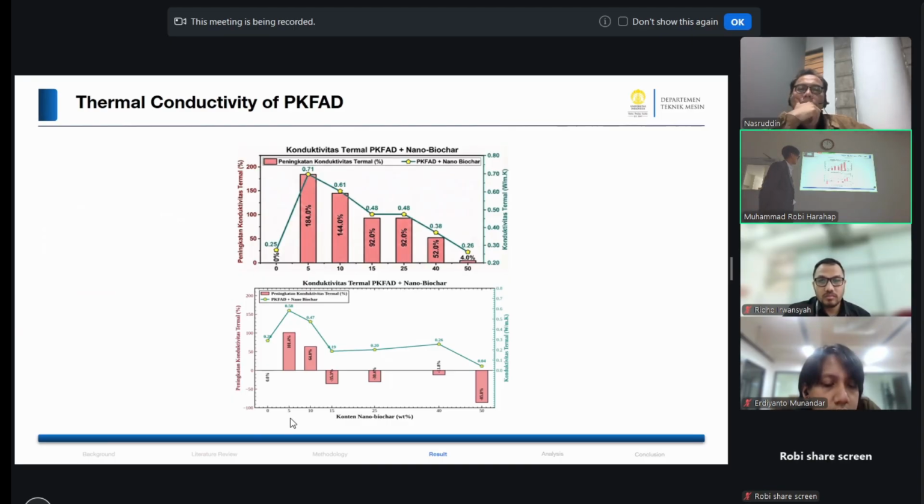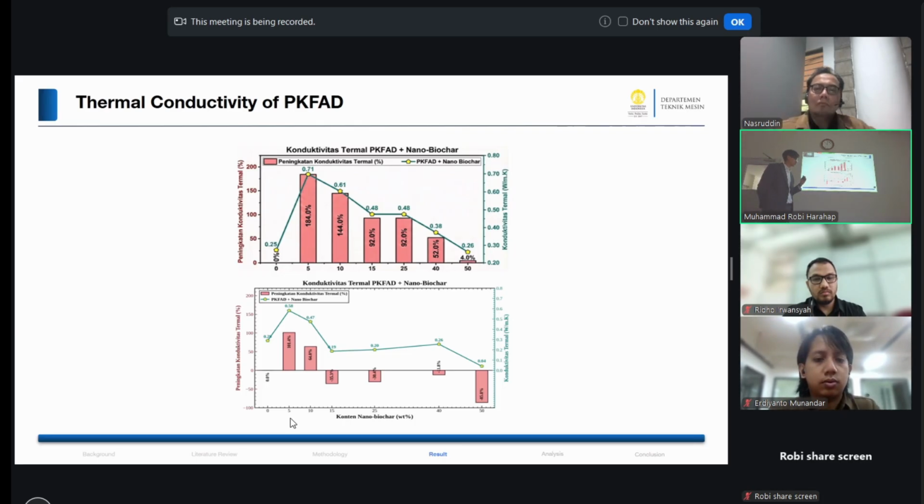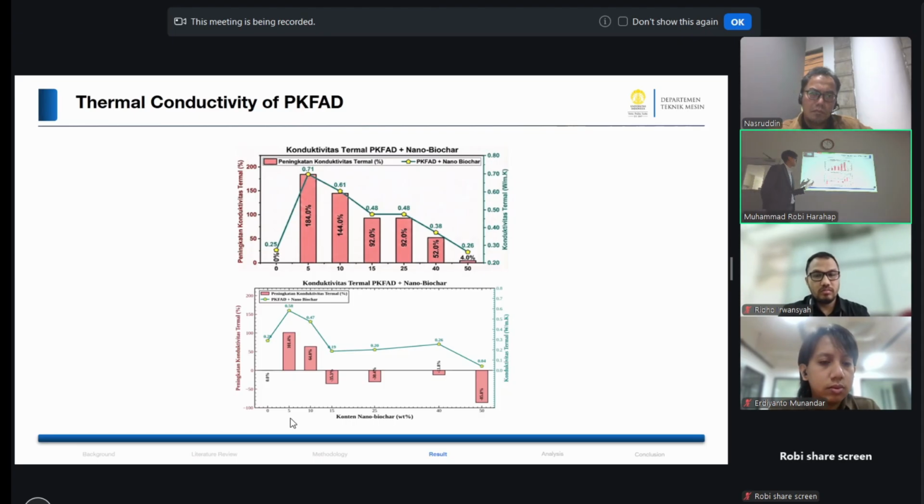So based on my analysis, maybe there are a few reasons. Maybe the first one being that these are two different PCMs, PFAD and PKFAD. Maybe the capabilities of the PCM to store energy are different. Maybe if you decrease PKFAD by a lot, it doesn't have the same capability to absorb and release. So if you increase the biochar, which in turn decreases the amount of PCM, the PCM effect decreases, which in turn also decreases the thermal conductivity. Okay, thank you.